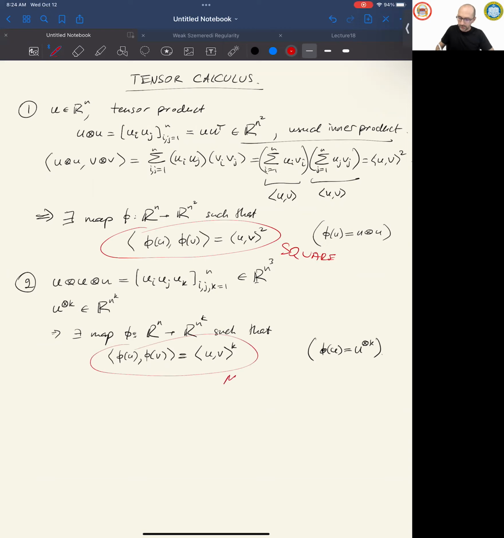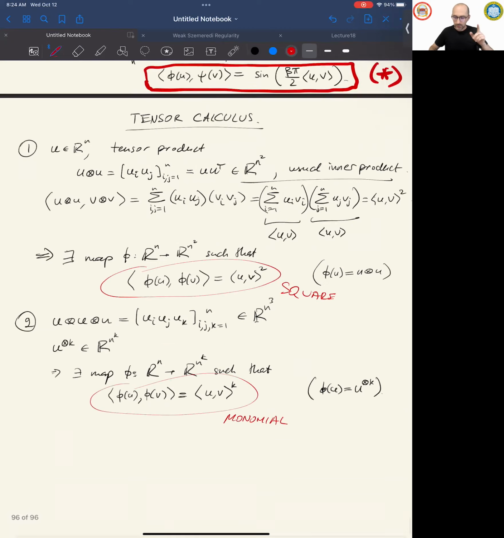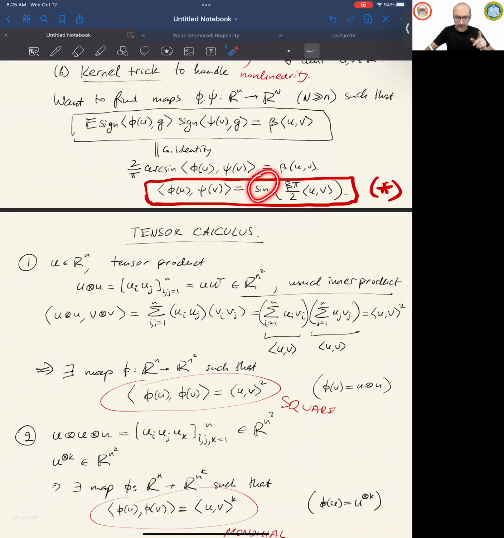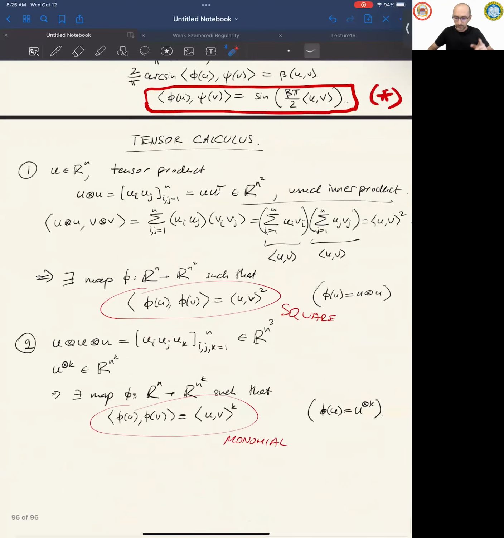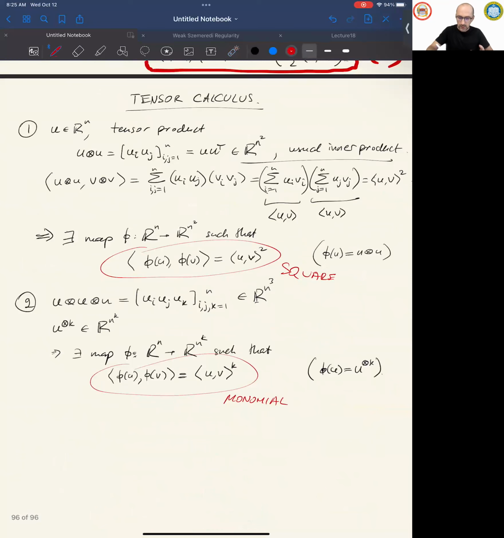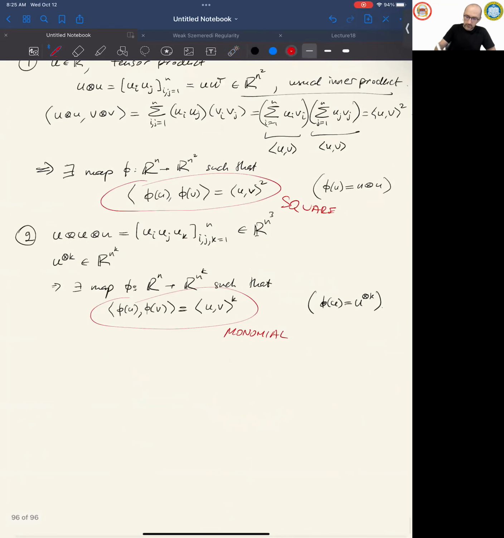So we build the square first. Now we build the monomial, any monomial. Remember the ultimate goal. We want to build something like a sine or arbitrary nonlinearity. So we start with a square, easy. Now we get to any monomial. Now we'll sum monomials and we get any polynomial.